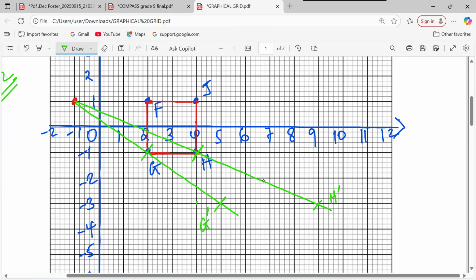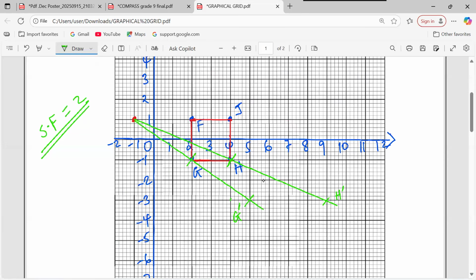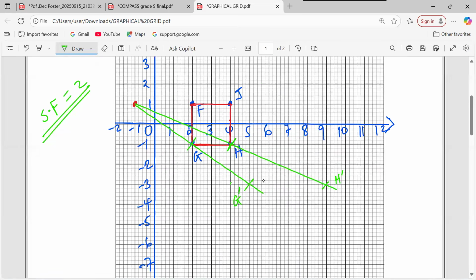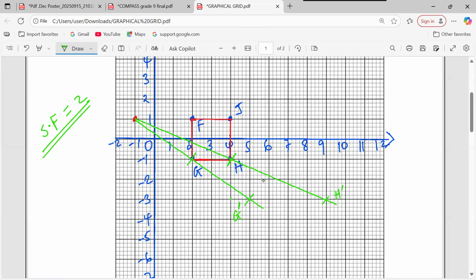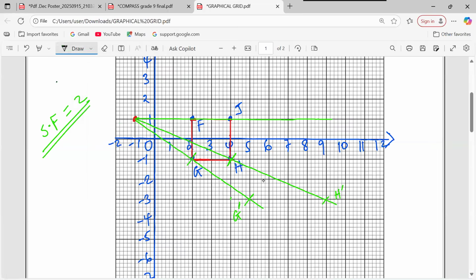So remember, when the enlargement scale factor is positive, object and image are usually on the same side. Check F and J, which are on the same side. So we connect them to the center. Then we will say we are moving 2 times. So from the center to where F is, and an equal distance for us to get the image. So F shall be there.